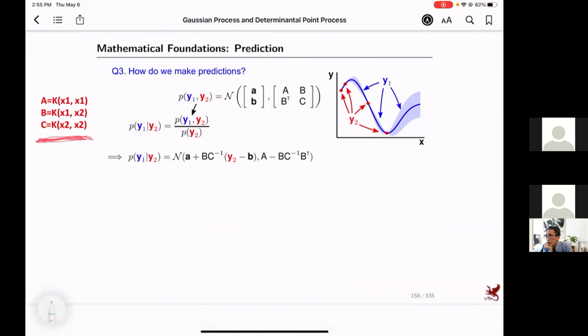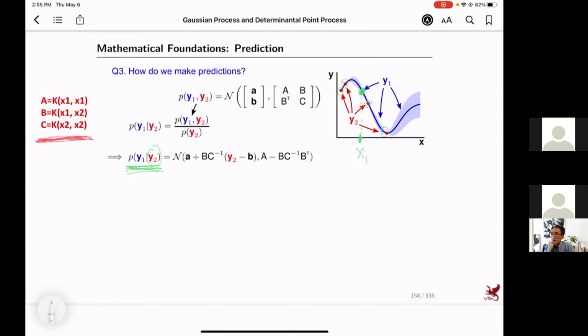So maybe we look at only one. We look at only this point. For this point, we know its X value, say X1, but we don't know its Y value. So what we will do is compute this conditional probability and then use it as a prediction of its Y value. For this conditional probability, we're going to use the information of these 4 red points we have already observed.